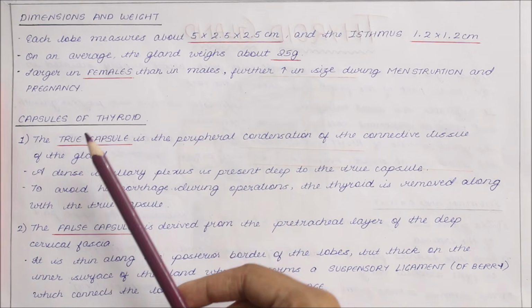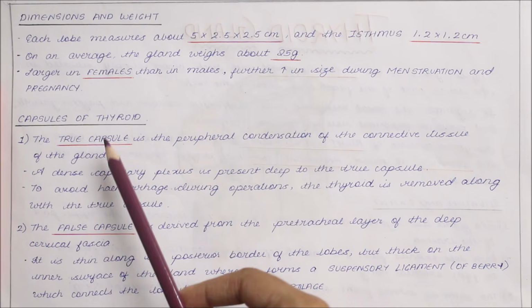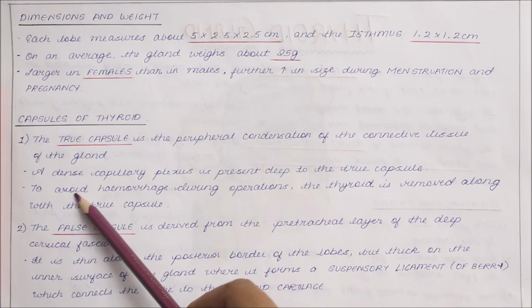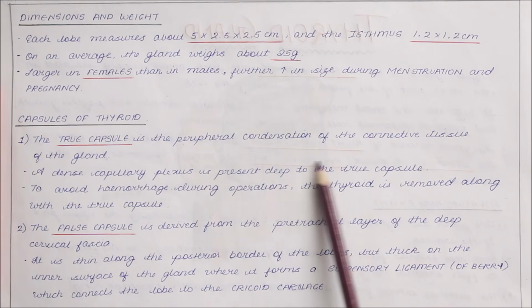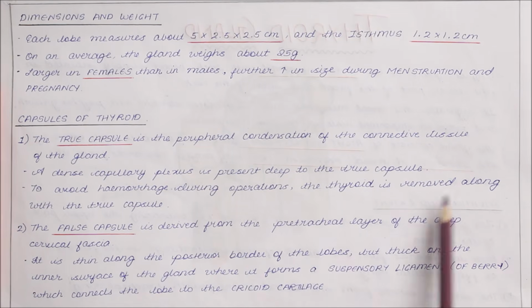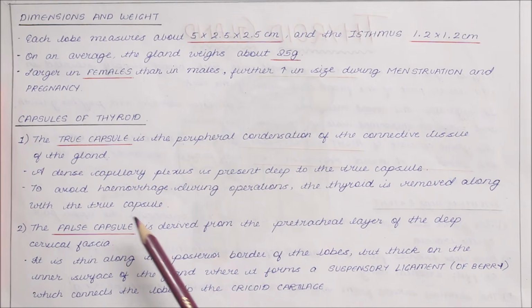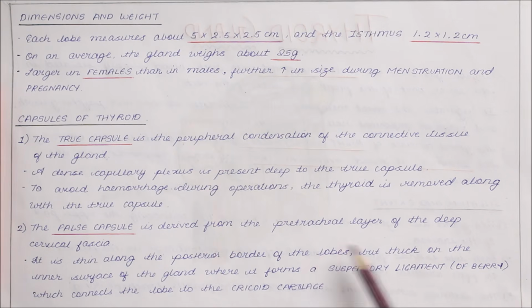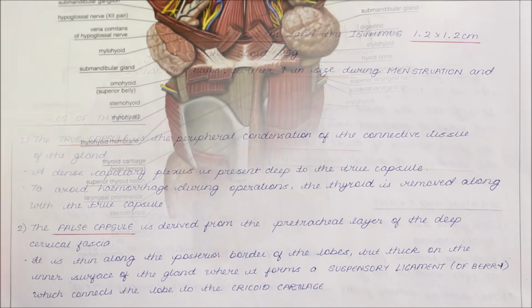Moving on to the capsules, there is a true capsule and the false capsule. The true capsule is the peripheral condensation of the connective tissues of the gland. A dense capillary plexus is present deep to the true capsule. To avoid hemorrhage during operations, the thyroid is removed along with the true capsule. Moving on to the false capsule, it is derived from the pretracheal layer of the deep cervical fascia. It is thin along the posterior border of the lobes but thick on the inner surface of the gland, where it forms a suspensory ligament of Berry which connects the lobe to the cricoid cartilage.